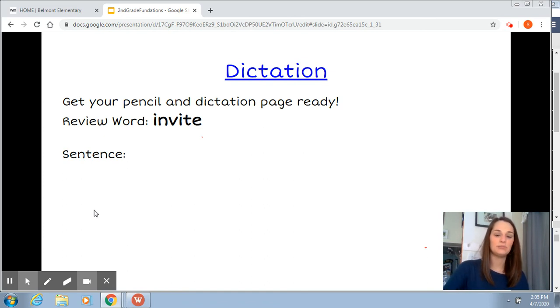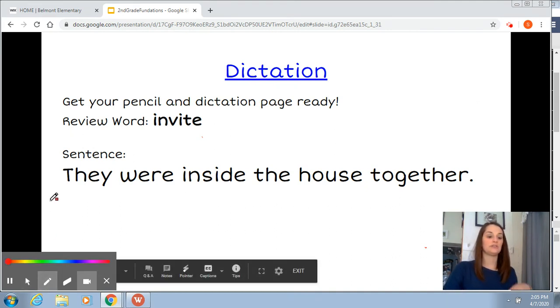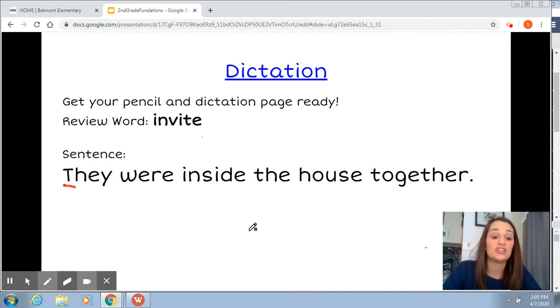All right, let's keep going. So here's how we would write the sentence. They were inside the house together. A couple things I want to remind you of. If you didn't, please, please, please make sure that you're starting your sentence with a capital letter. Okay, we always start sentences with capital letters. Make sure you're ending your sentence with a punctuation mark. In this case, we ended our sentence with a period. That is what good writers do.